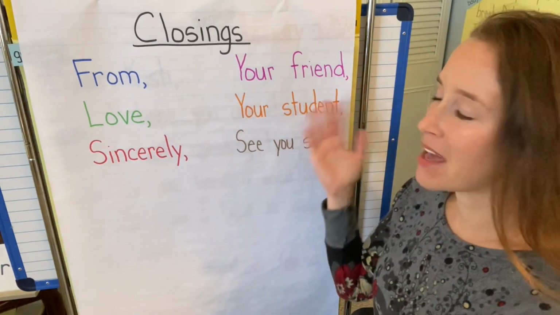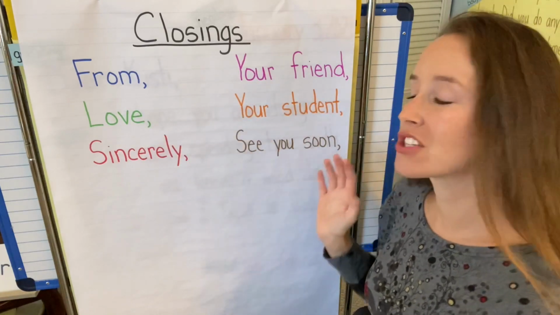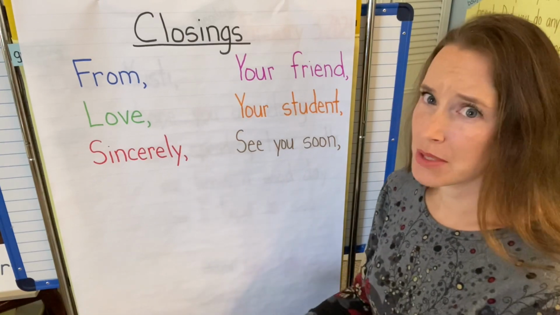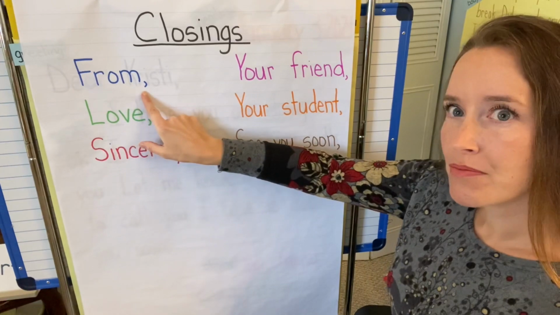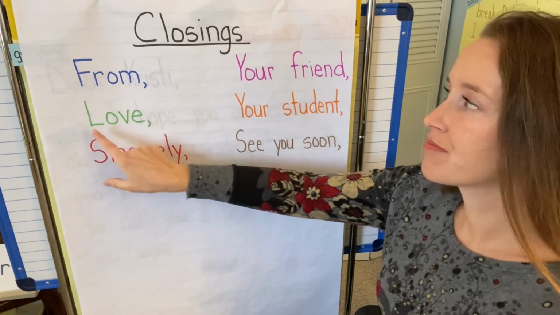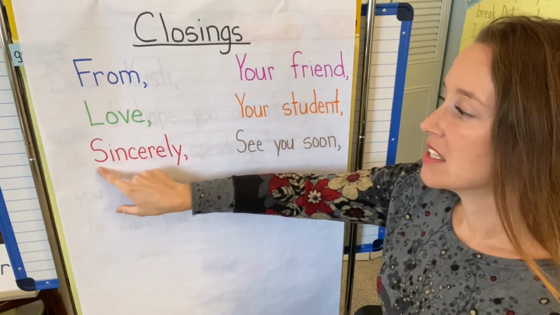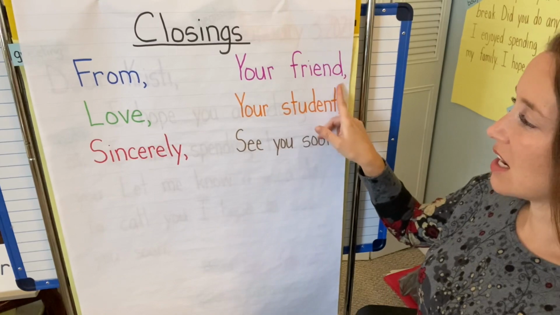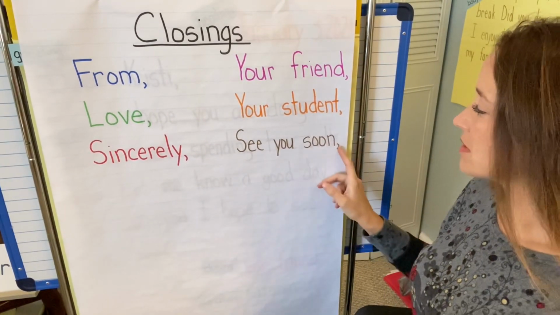So there's many different types of closings we can use. These aren't even all the closings, okay? They're just a sample of some that people use that you see more frequently. So we can end it by saying from, comma, and then our name. We can end it by saying love, comma, sincerely, comma, your friend, comma, your student, comma, see you soon, comma.